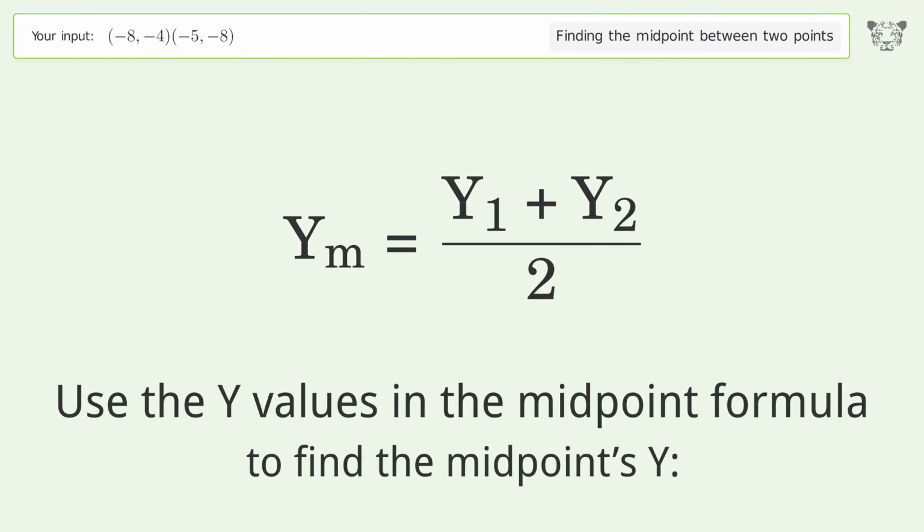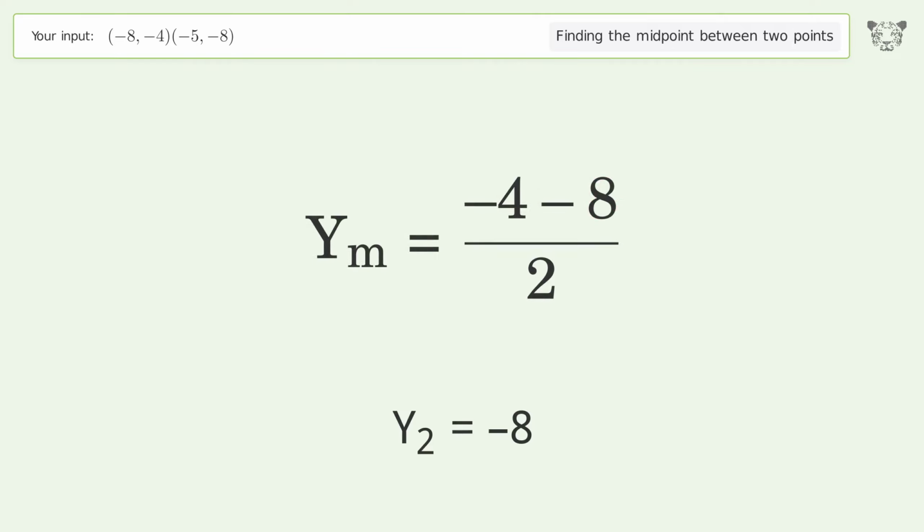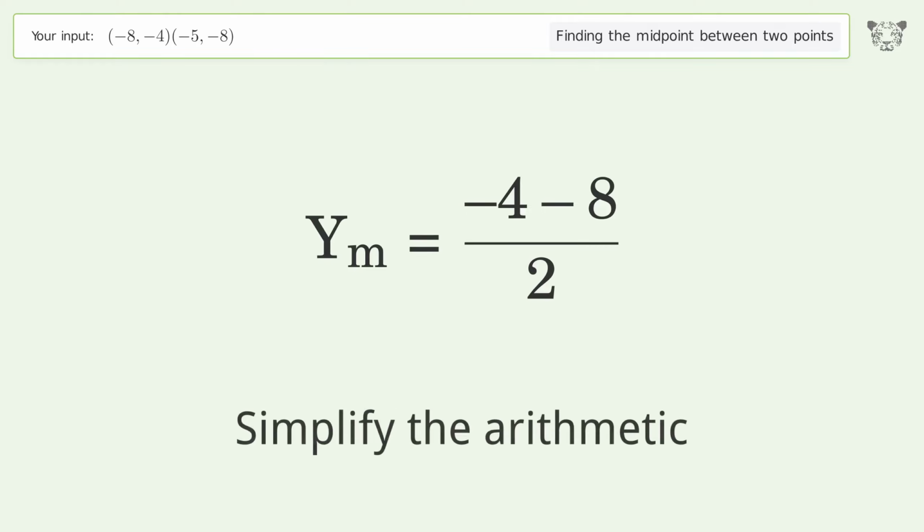Use the y values in the midpoint formula to find the midpoint's y. y1 equals -4. y2 equals -8. Simplify the arithmetic.